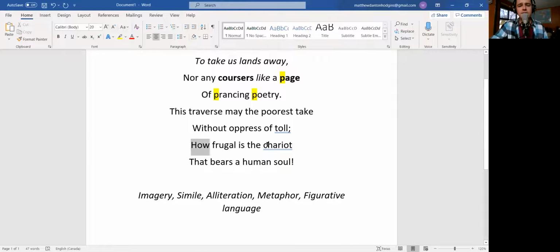How frugal is the chariot that bears the human soul. Now I think we're starting to make a lot more sense of this poem. And before I move on, I want to identify one more thing here.